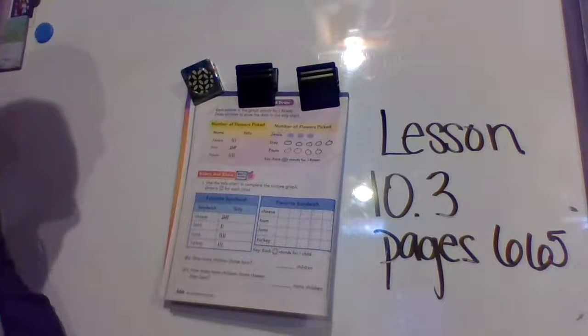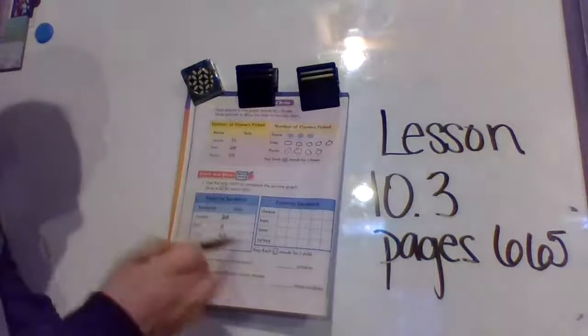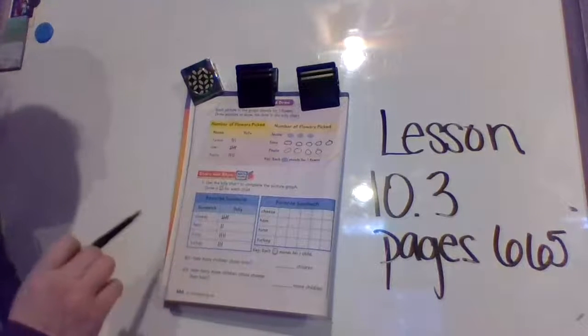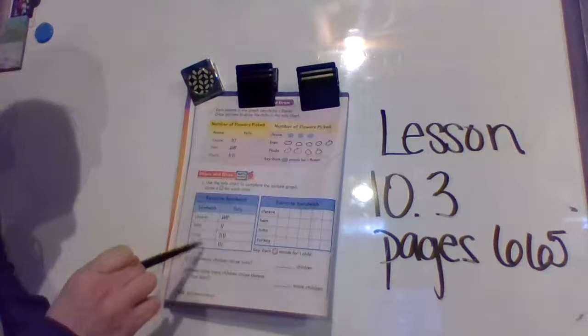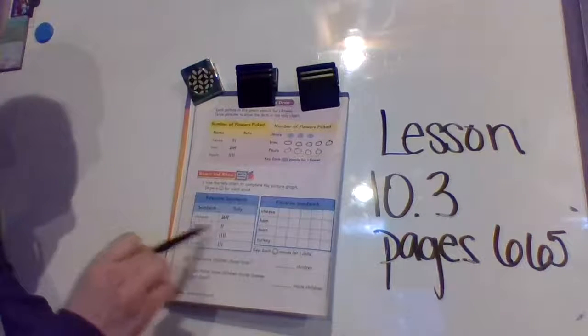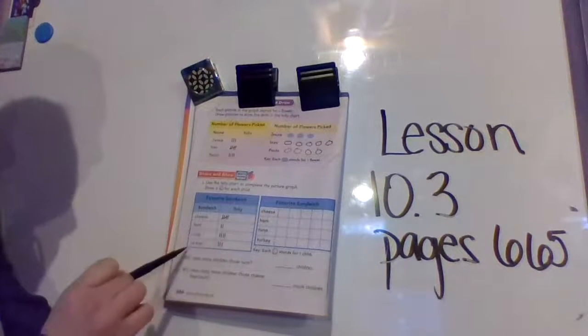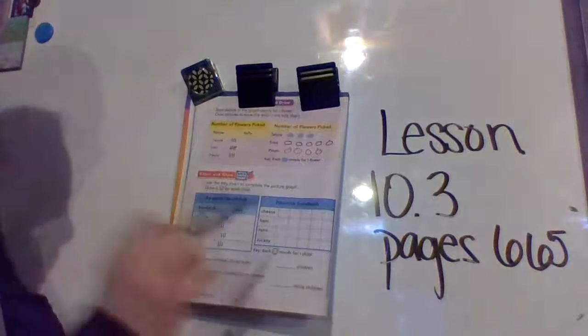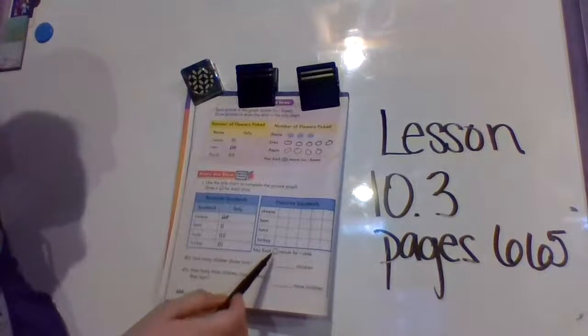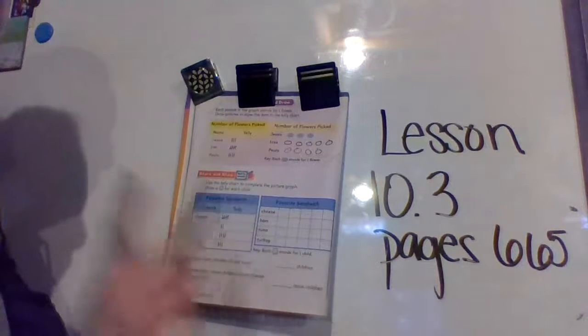It says use the tally chart to complete the picture graph. Draw a smiley for each child. So our tally chart here says favorite sandwich. The different kinds of sandwiches are listed: cheese, ham, tuna, and turkey. And the tallies are cheese had 5, ham had 2, tuna had 4, and turkey had 3. So we want to move that data over to our picture graph. We can see that each smiley stands for one child.